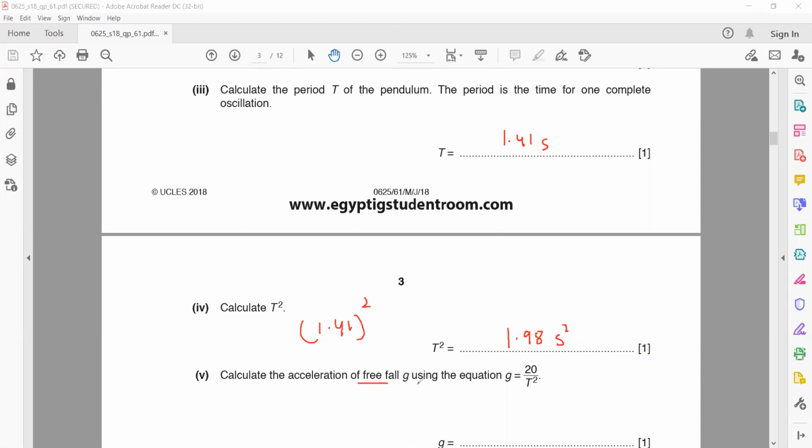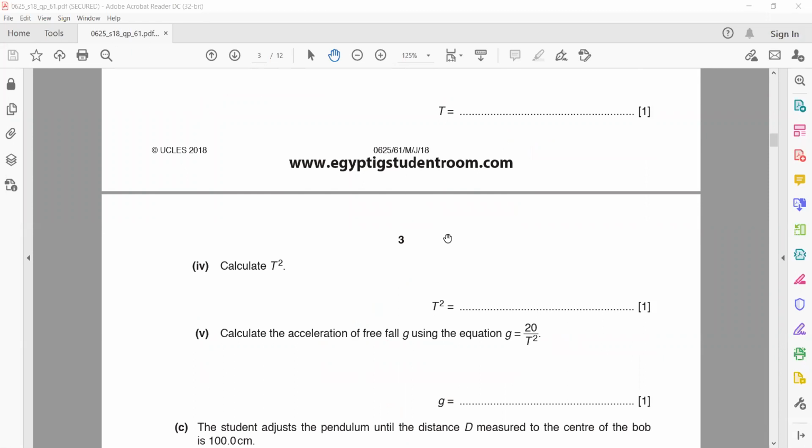Then calculate the acceleration of free fall g, which is 20 divided by t square. So g is equal to 20 divided by t square. The value of t square is 1.98 or 1.99. Okay, 1.9881, so it means 1.99. So the answer is 10.1, and the unit is meter per second square or Newton per kilogram. Yeah, 10.05, so this will be rounded off to 10.1.